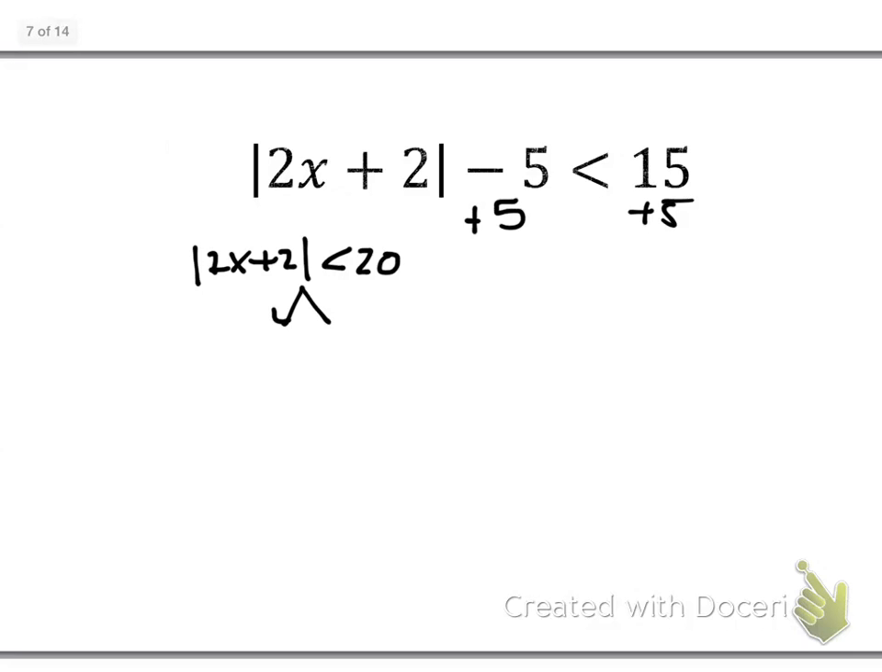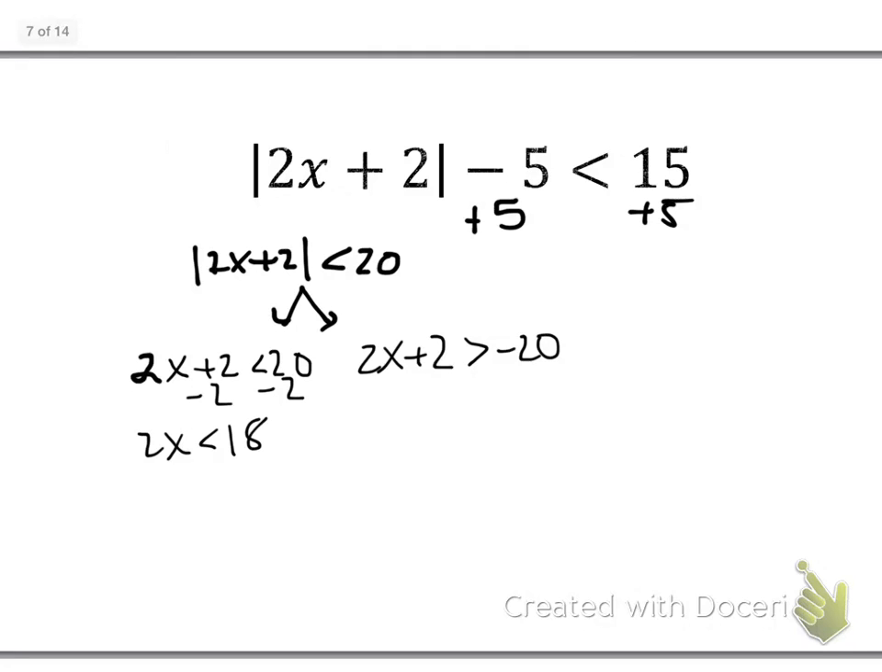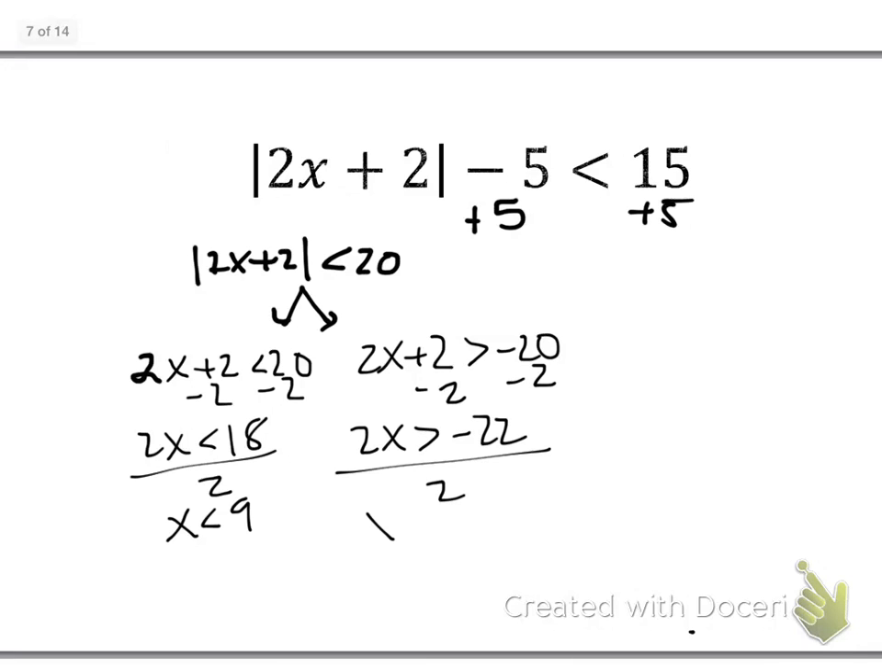Okay, and then I need to break it once I have it all separated. So I have 2x plus 2, oops, we don't need the inequalities once we break it, so less than 20, and then 2x plus 2 is greater than negative 20. We flip the sign, subtract 2, divide by 2, so x is less than 9, subtract 2, divide by 2, so x is greater than negative 11.